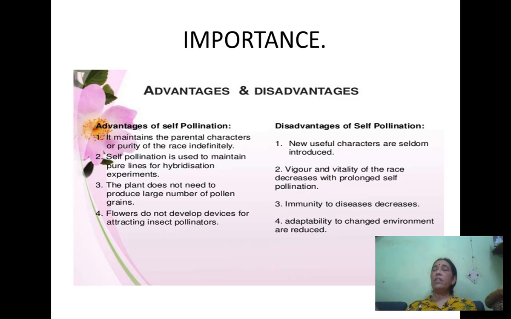As there is ongoing self-pollination, the progenies after F3, F4, F5 become weaker and weaker. Immunity to disease decreases, as well as the adaptability to a changing environment. So these were the advantages as well as disadvantages of self-pollination.